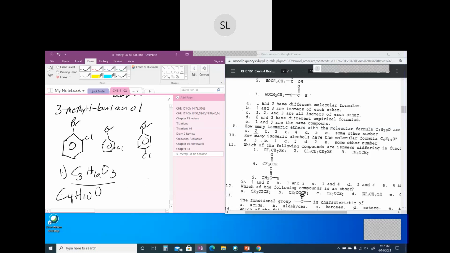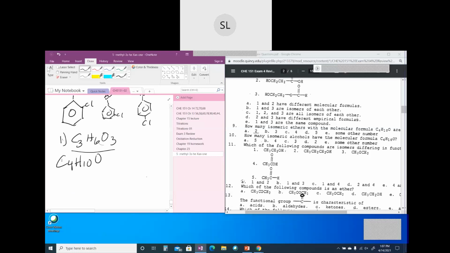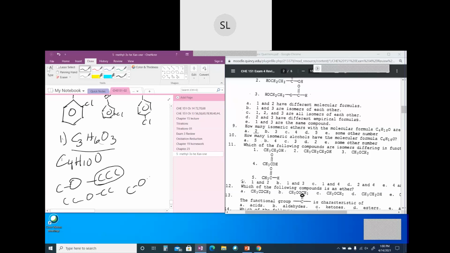C4H10O, so the question here is how many ethers? All right, so you have your oxygen. If you have 4 carbons total, you can put 1 carbon on this side, 3 on that side, or you can put 2 on this side and 2 on this side. Some people will stop at that, except this is the propyl group, which also comes as an isopropyl group. So there are 3 isomeric ethers with that formula.